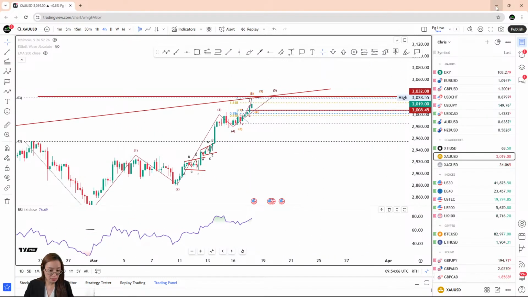Okay, any questions? Is anyone confused about counting waves?